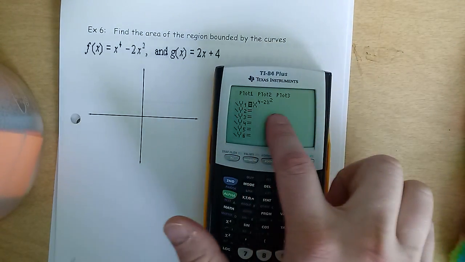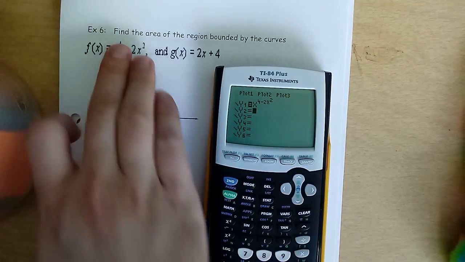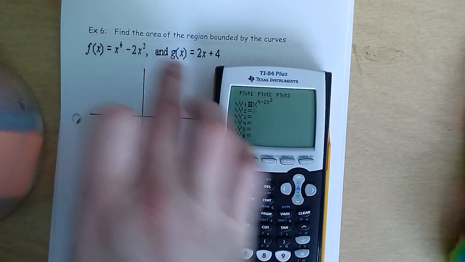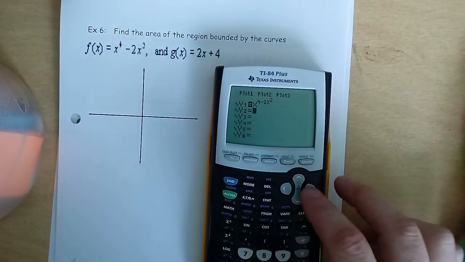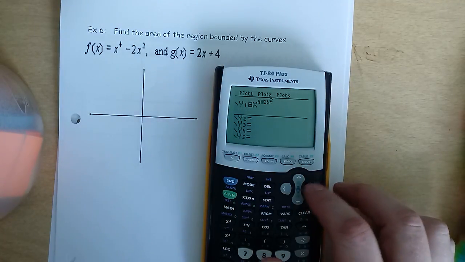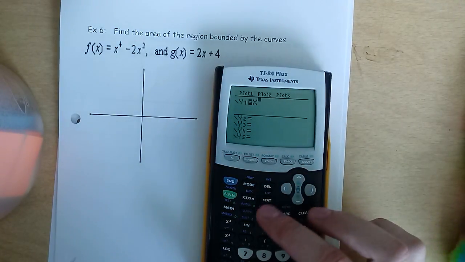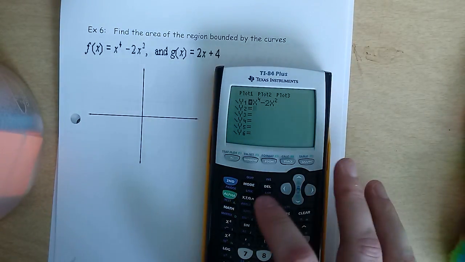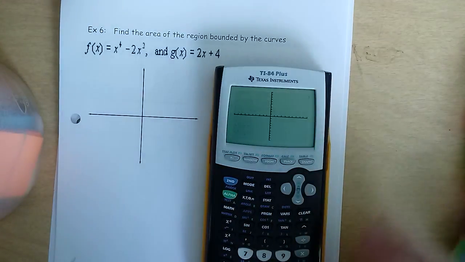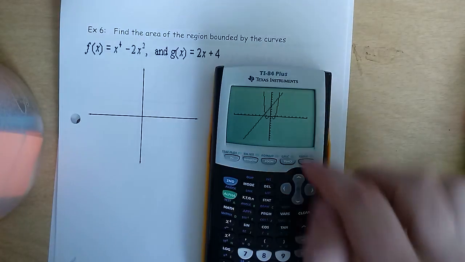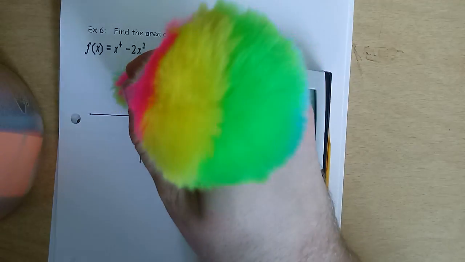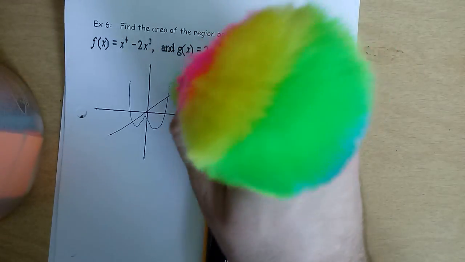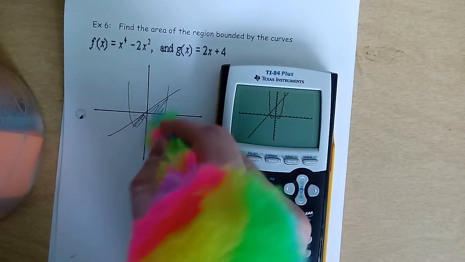So here's an issue. With this calculator, you want to be careful. This doesn't say x to the 4th minus 2x squared. That's not supposed to all be in the exponent, so be aware of that and make sure that you bring it back down after. All right, cool. And then we have our 2x plus 4. So we have our little curvy thing there, and then it's going to be that.